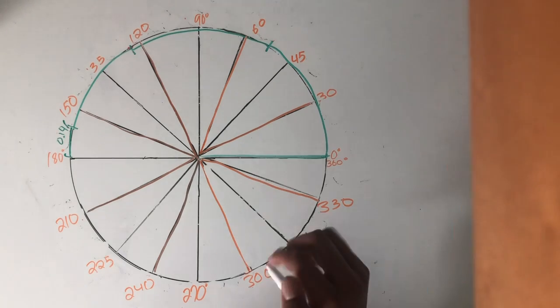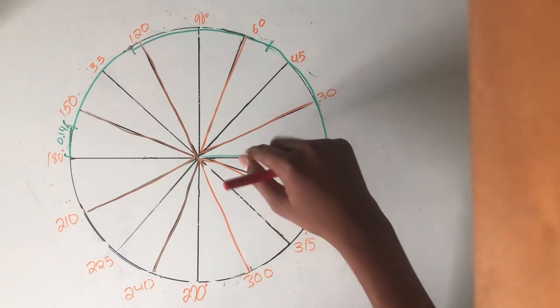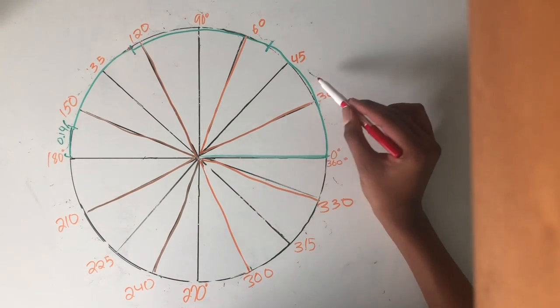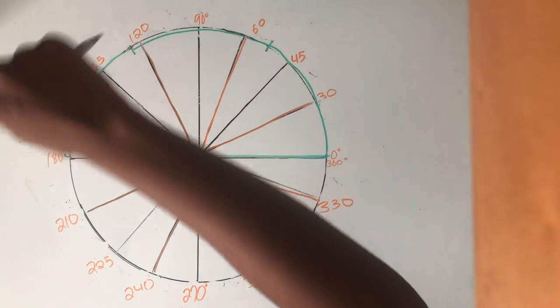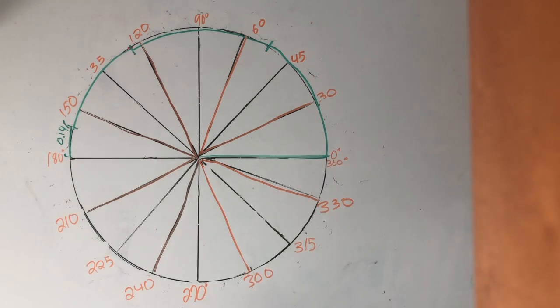Now to radians. So first, let me tell you that this radius, when it is put on the outside of the circle as an arc, it goes there 1, 2, and 3, and then 0.14, so 3.14, pi.